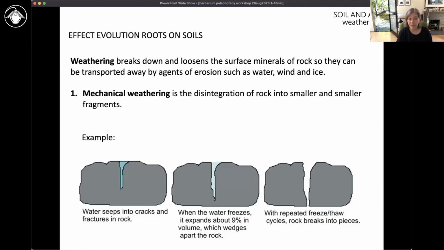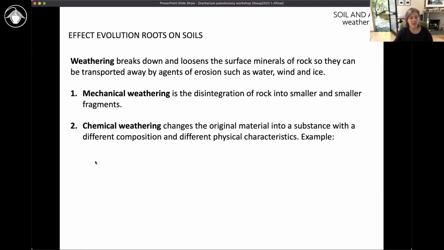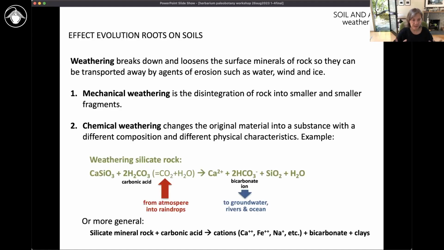But that's very different than chemical weathering. Chemical weathering actually does not make the rock smaller and smaller and smaller. It changes the original material, so the composition of the different particles. And I'm going to throw in a reaction, and it's not very important that you understand completely what's happening, but I'm going to just talk you through it. Let's weather this silicate rock. So you have a silicate rock, a silicate mineral rock.